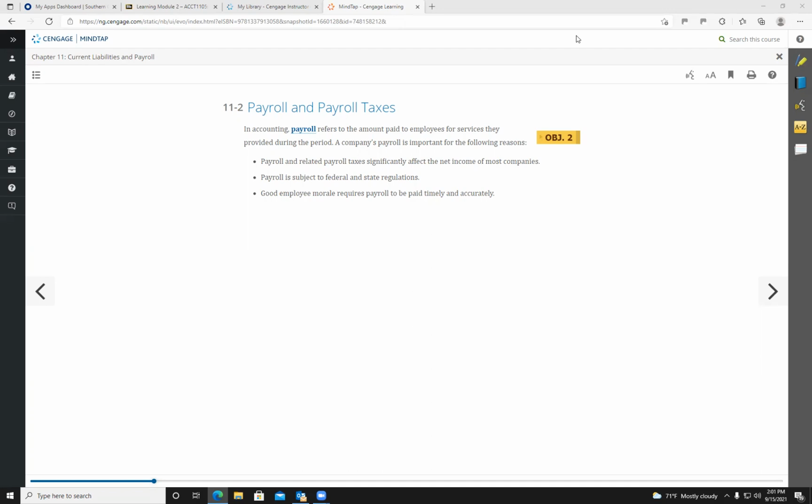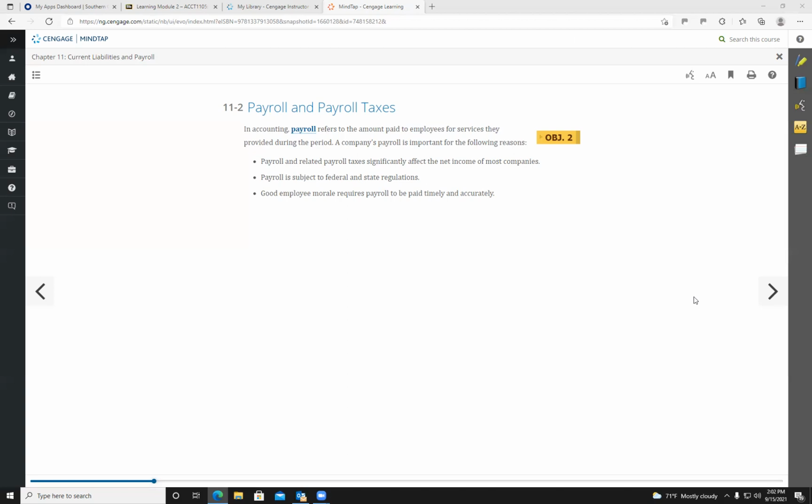It's important because payroll and related payroll taxes significantly affect the net income of most companies. Payroll is subject to federal and state regulations. And of course, good employee morale requires payroll to be paid timely and accurately. I mean, who can ever remember a time that their paycheck was late? You have bills to pay, right? So you want to make sure that you pay your employees timely and report their payroll accurately so they get paid the correct amount. So those are very important.